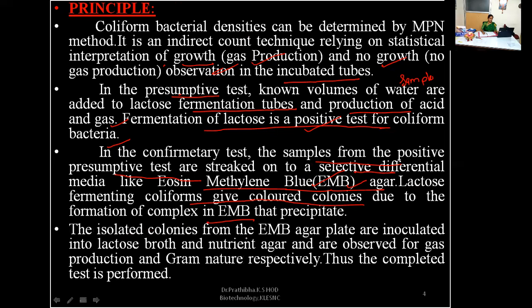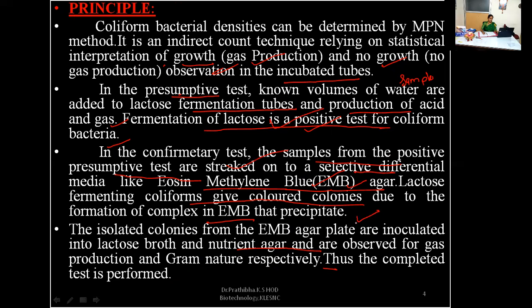The isolated colonies from the EMB agar plate are inoculated into lactose broth and nutrient agar and are observed for gas production and gram nature respectively. Thus, the completed test is performed. Once the presumptive test is done, next we'll do the confirmatory test. After the confirmatory test, we'll do the completed test.